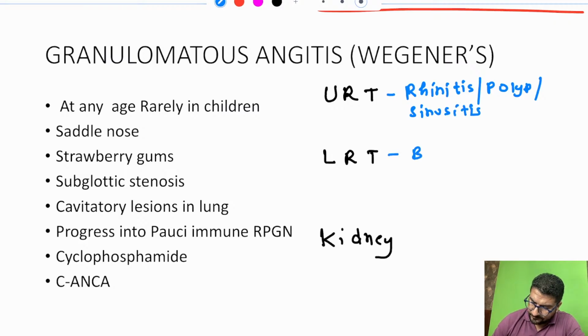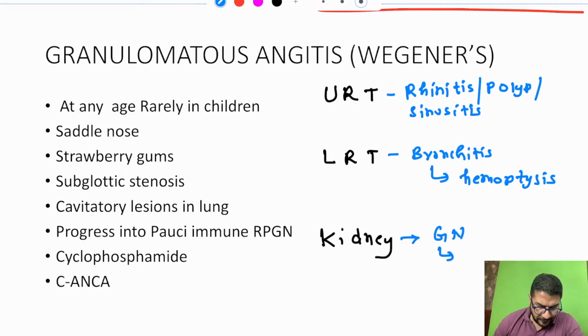Lower means ब्रोंकाइटिस. ब्रोंकाइटिस की वजह से क्या होगा? Patient will have hemoptysis. And kidney involvement means glomerulonephritis. And because of glomerulonephritis you will notice there is hematuria. Hematuria. So now try to understand this thing. Patient will have upper respiratory tract involvement plus lower plus kidney.